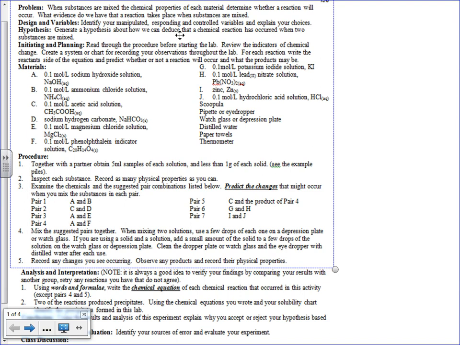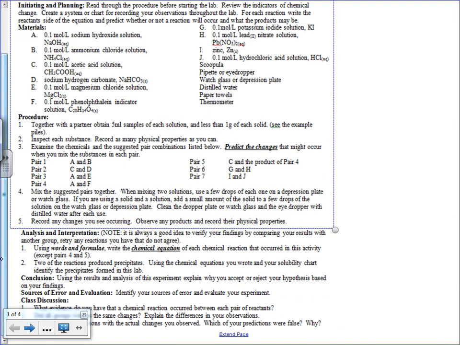Okay, so if you look down below here in analysis, the first question is you're going to write it out in formula form, like a proper chemical reaction, balanced, and in words, so you're writing out the names of everything. You're going to write the chemical equation of each chemical reaction as it occurred in the activity. That means some of them you're just going to copy, because some of them you predicted the right way, and that's the way they happened, and you write them down that way. That's fine.